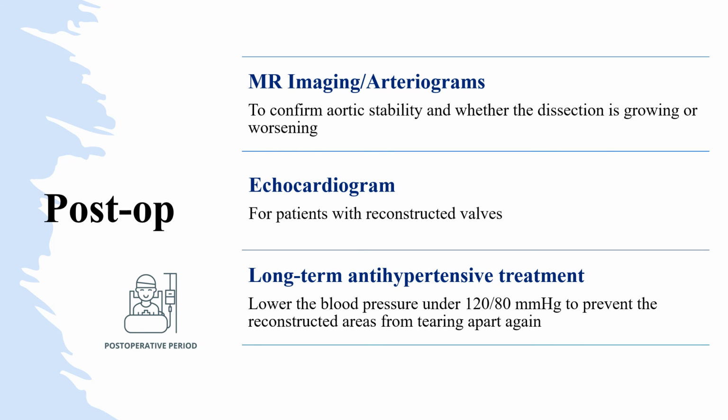And the most important thing is long-term antihypertensive treatment. As I said again, the aorta receives the high pressure blood from the heart. So with patients that have aortic dissection, we want to lower their blood pressure even under 120/80, which is a normal measurement, to prevent the reconstructed areas from tearing apart again. And it's a recommendation that patients should check up 3 to 9 months after onset.